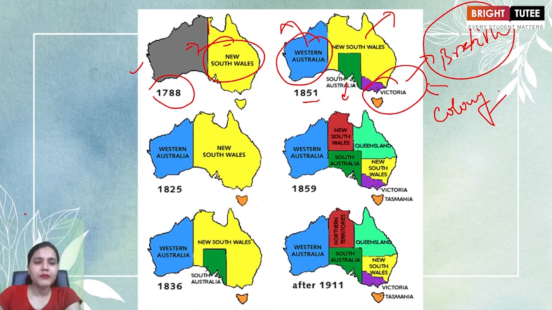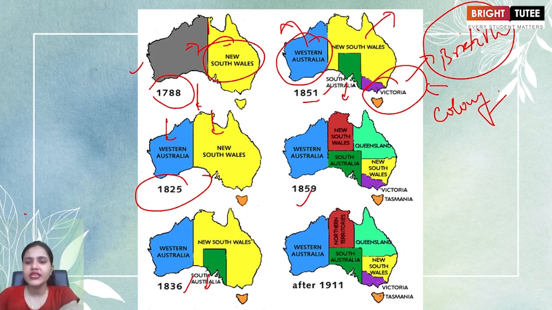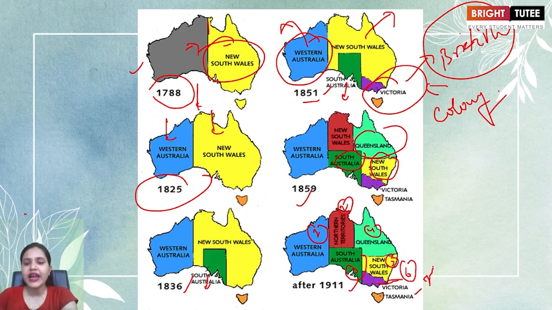Now the third map here is for the year 1825. So what do we see in 1825? This is Western Australia, and we have Western Australia and New South Wales. Then we have South Australia in 1836, and in 1851, Victoria. Now when we're talking about 1859, you can see that we have New South Wales, Southern Australia, and Queensland here. Now after 1911, you can see a lot of things changed. The first region here, the second is the Northern Territories, third is South Australia, fourth is Queensland, fifth is New South Wales, and here we have Victoria, the sixth part, and the island Tasmania, which is located somewhere near the Australian continent.